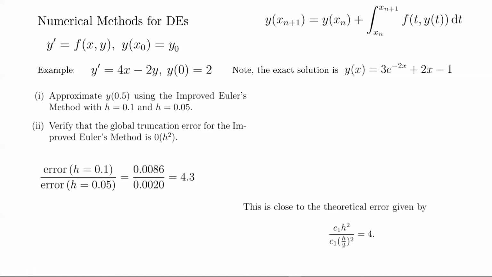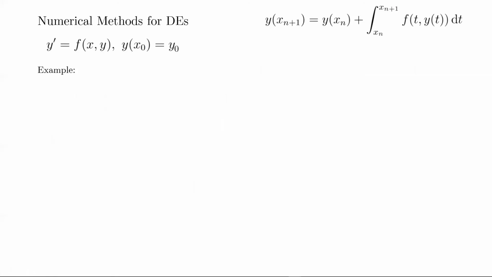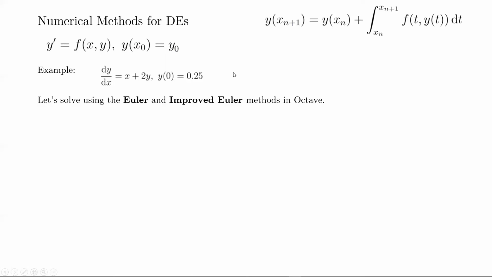Okay, so we've verified now that the global truncation error for the improved Euler's method is order h squared. Let's take another look at another example. dy/dx equals x plus 2y with an initial condition when x equals 0, y equals 0.25. I'd like to solve this using the Euler and the improved Euler methods in Octave, just to show you how much more accurate for the same step size the improved Euler is.